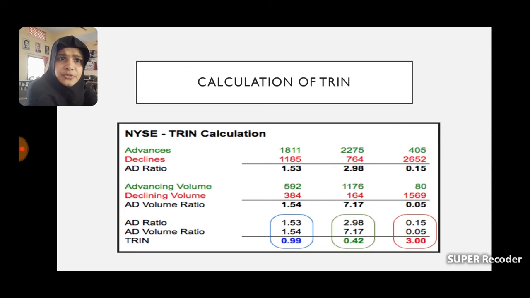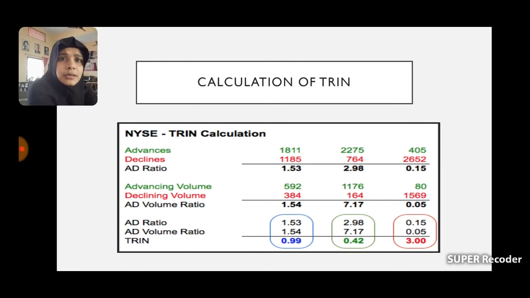In the second case, advancing issues are 2275 and declining issues are 764. Then advancing declining ratio is equal to 2.98. That means 2275 divided by 764. Then advancing volume is 1176 and declining volume is 164. So the advancing declining volume ratio is equal to 7.17. That means 1176 divided by 164. Then the TRIN in the second case is equal to 0.42. That means 2.98 divided by 7.17.